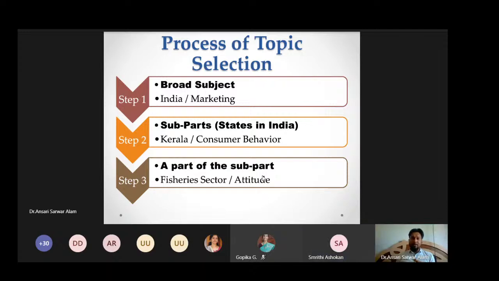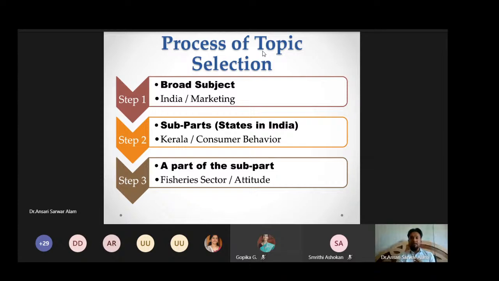of a research paper. My dear student, first of all, you should look after the broad subject. Okay? The broad subject could be like India or marketing. Then you should look after the subparts of the broad subject. For example, states in India, and we know very well that the broad subject is India and a subpart of the broad subject is Kerala, which is one of the states.